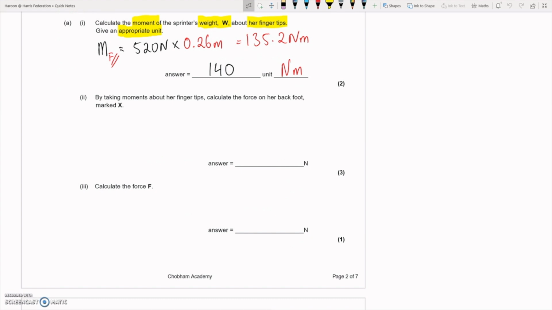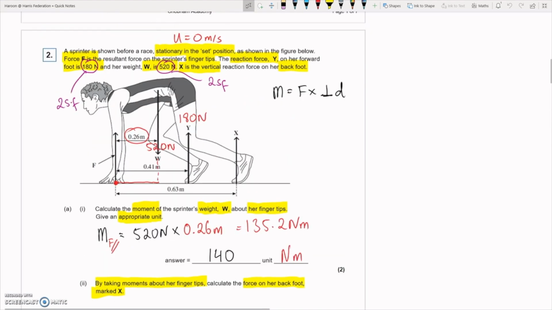It now says by taking moments about her fingertips again. Okay, so about her fingertips. Calculate the force on her back foot, mark X. So now it wants me to take moments about the fingertips, but this time calculate the force on her back foot. So now I need to consider, if I'm taking moments from F, I have three forces, because whenever you take moments about a certain point, that force doesn't count. So this F doesn't count if I'm taking moments about F. So I need to take into account the W, the Y, and the X.